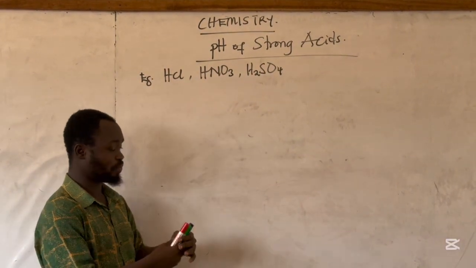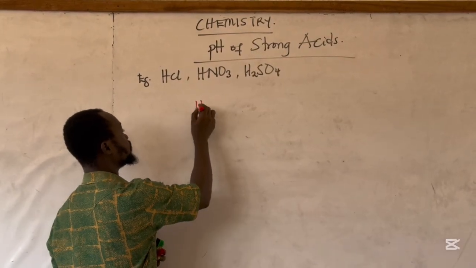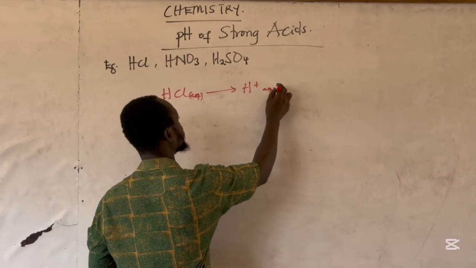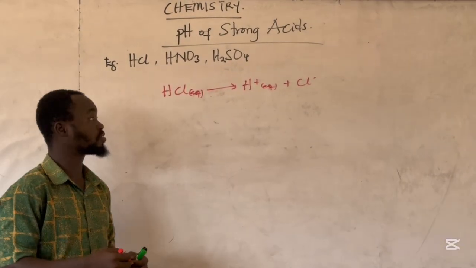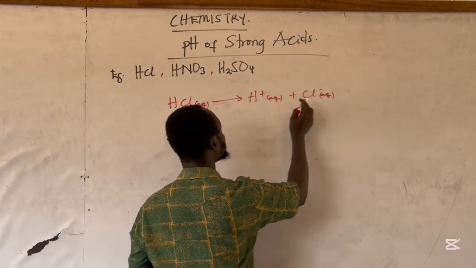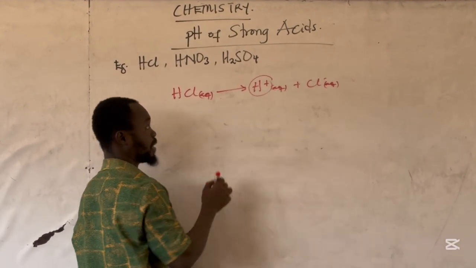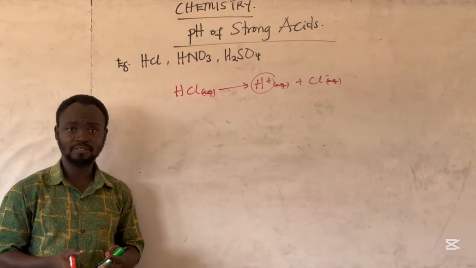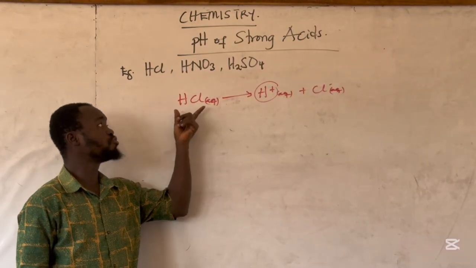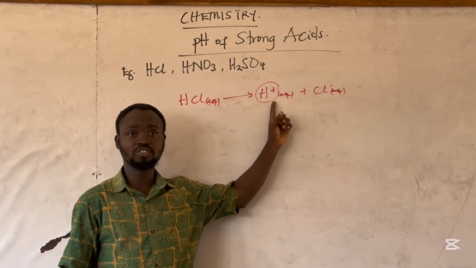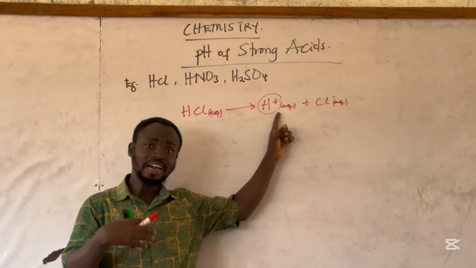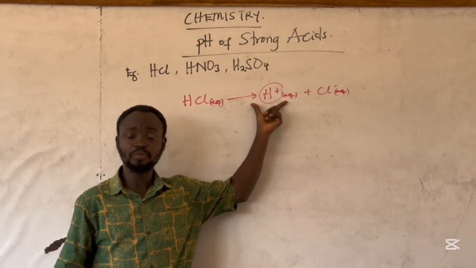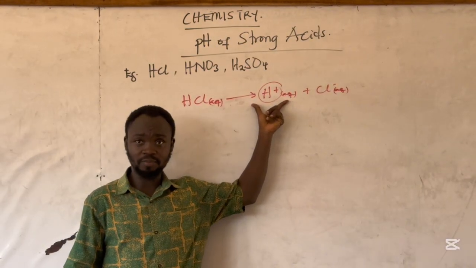So in this example here, when you take HCl in an aqueous solution, it releases H plus and then Cl minus, aqueous as well. So we could see that HCl releases only one H plus. So HCl is called a monoprotic acid. Why do we use this? For monoprotic acids, the concentration of the strong acid is the same as the concentration of the H plus ions.